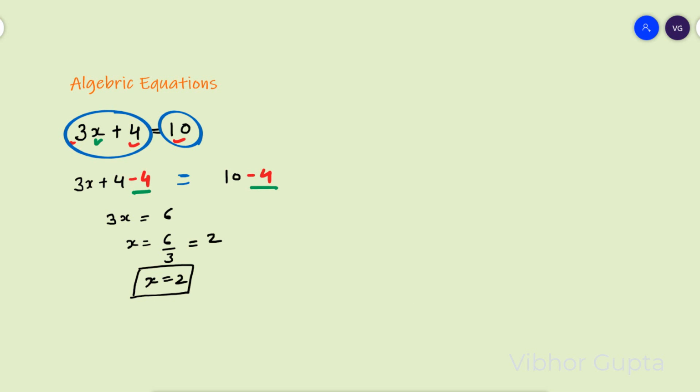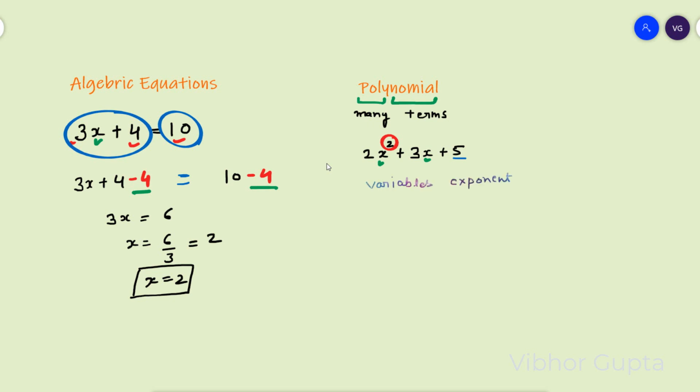So let's understand polynomial. Okay, what is polynomial? So poly means many and nomial means terms. Now let's consider one example. Now look at this. Here you have a variable. So you have x here. Then you have this as an exponent or power, and you have constants as well, right? And these are nothing but the different terms. So you have variables, you have exponent, and you have constants. So these are many terms, right? And this is why we call it polynomial.